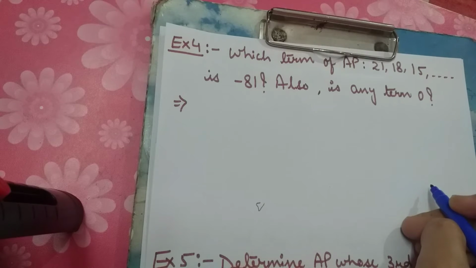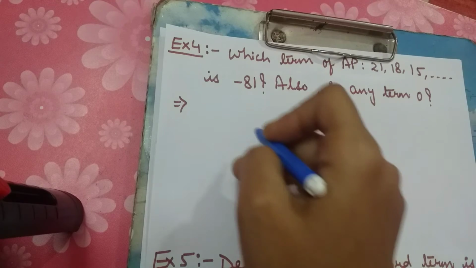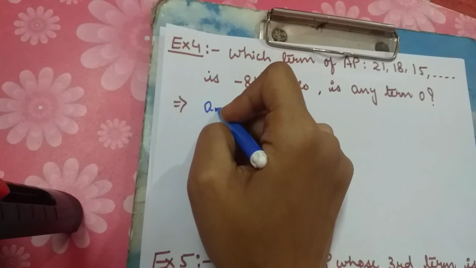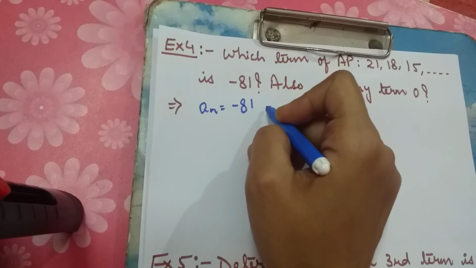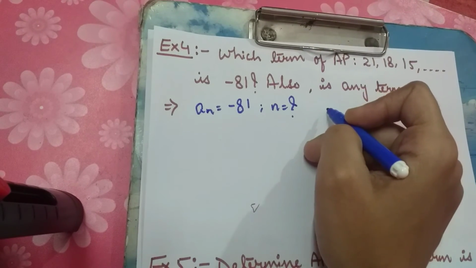So here the an value is given, that is minus 81, and you have to find n. An value is minus 81, it is given, and here you have to find n, and the series is given.